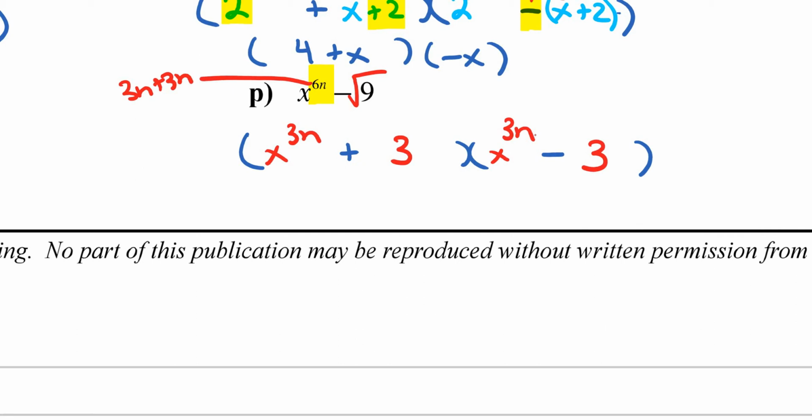Okay, so that concludes all the problems from question number 5. Let's go ahead and move on to question number 7 now.